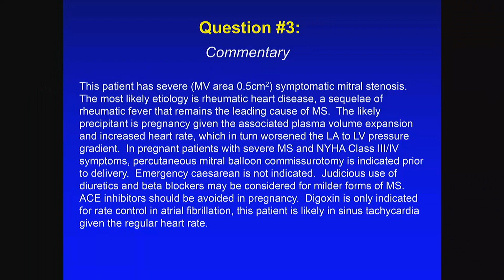Judicious use of diuretics and beta blockers can be considered in milder forms of mitral stenosis in pregnancy, but in pregnancy, ACE inhibitors should be avoided because they're teratogenic. Digoxin is only indicated for rate control in atrial fibrillation, and since this patient's in sinus tachycardia, given the regular heart rate on exam, digoxin is not indicated.